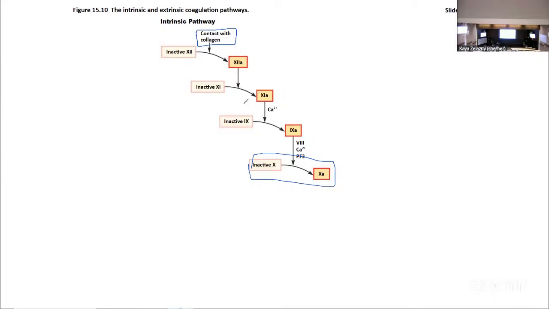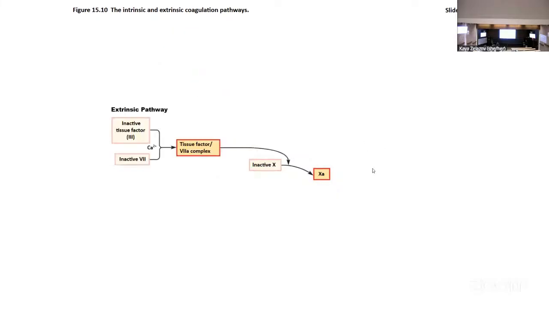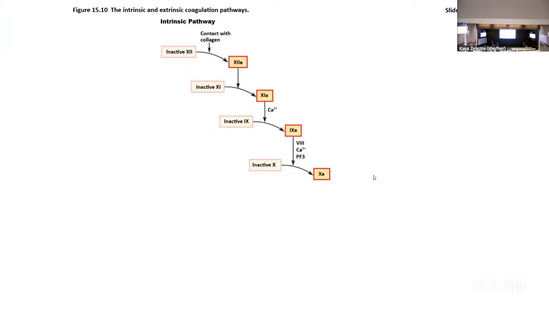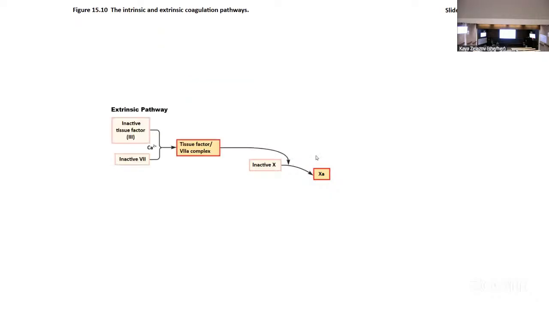So I wouldn't be doing my job if I didn't let you know that there's all this out there to learn and all these different steps that could potentially go wrong, as we'll mention in a second. But before we do that, in addition to this intrinsic pathway, we want to know that there's an extrinsic pathway. The extrinsic pathway is activating tissue factors.